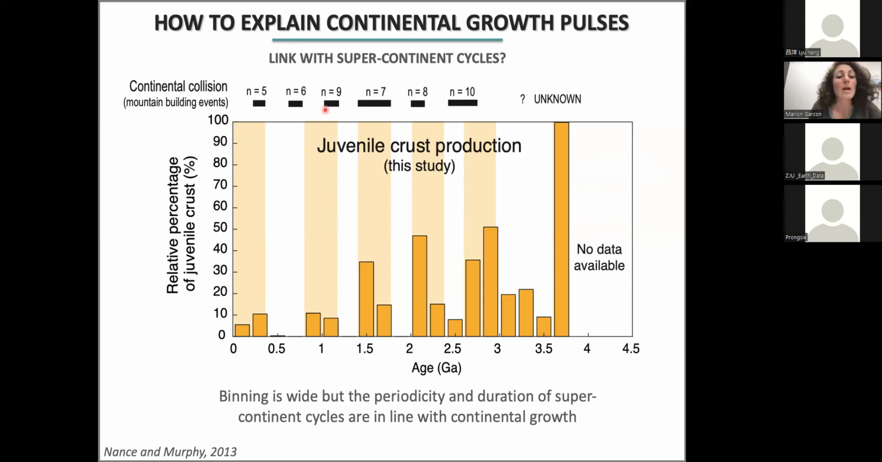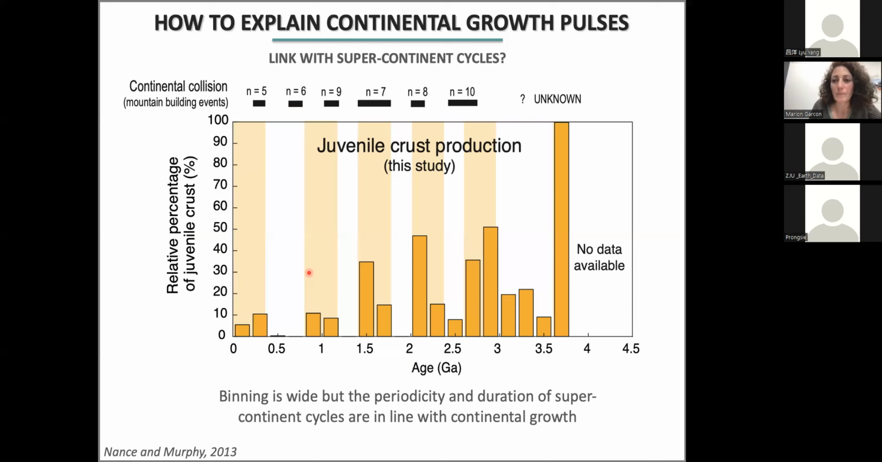So these are the black bars. And the periodicity is more consistent. The timing is not super well defined. Also in my study, the resolution is about 200 million years, so it's difficult to correlate the two. But what I would point out is just that the periodicity and the duration are more in line with the supercontinent cycle than with superplume activity, I think.